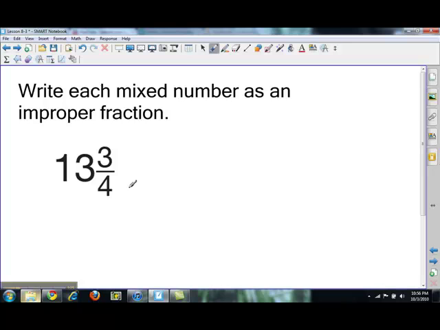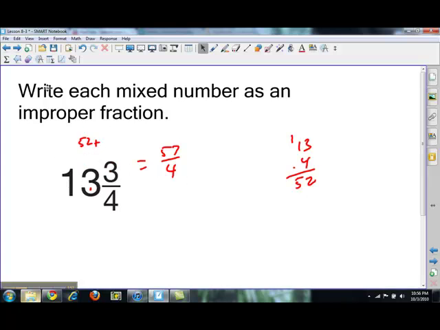Let's take a look at another one. 13 3/4. 4 times 3 is 12. 4 times 1 is 4, plus 1 is 5, 52. So now we have 52 plus 3 equals 57. And we still keep our denominator the same. So 57/4. So 13 3/4 equals 57/4.